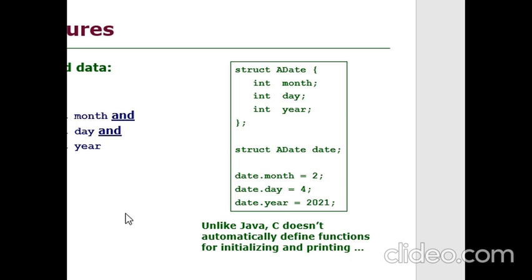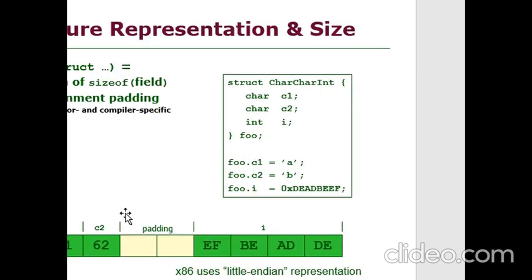Unlike Java, C does not automatically define functions for instance and printing. Struct is a keyword. Here is the structure name, with char c1, char c2, int i. It is not a variable, it is a structure variable. Here we write s.c1 equal to a, s.c2; the dot means we access the structure variable using the dot operator.